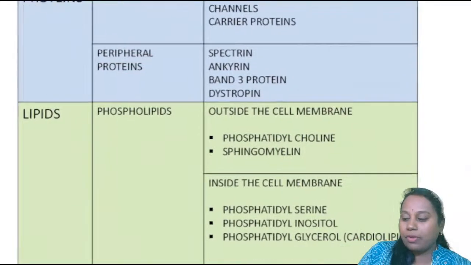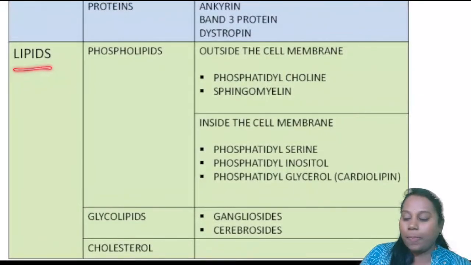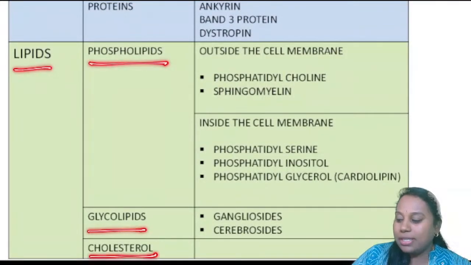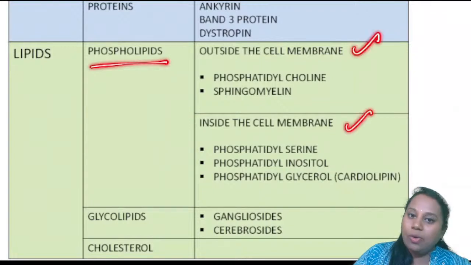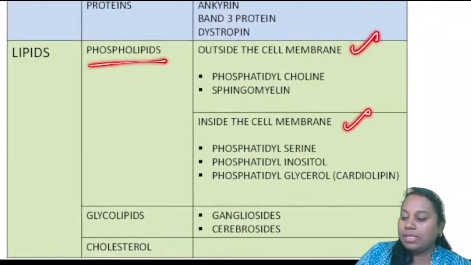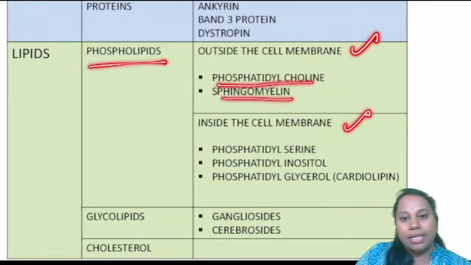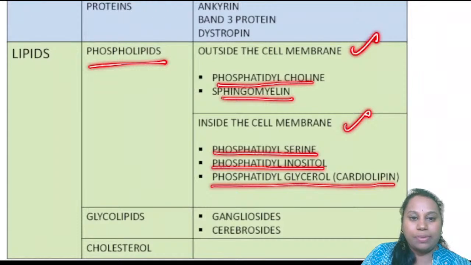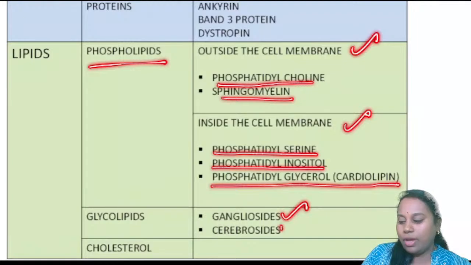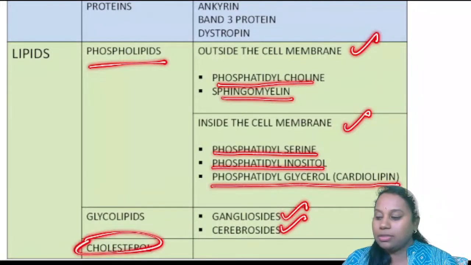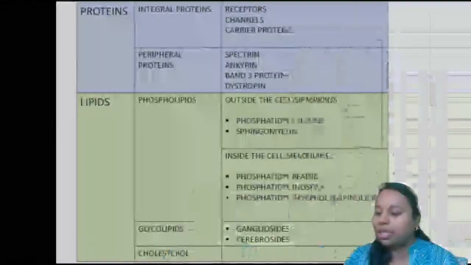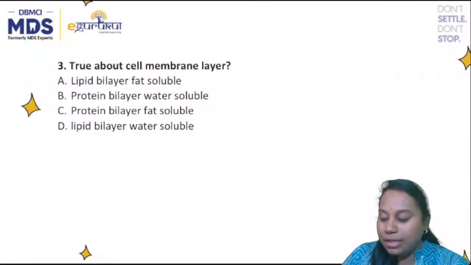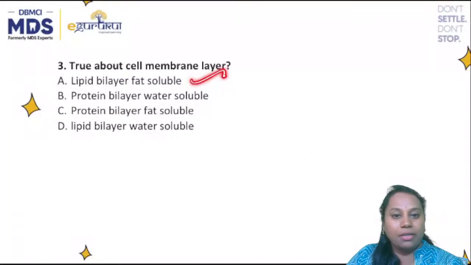What are the lipids? Phospholipids, glycolipids, cholesterol. What are the phospholipids? Present outside the cell membrane and inside the cell membrane. Outside the cell membrane, the phospholipids are phosphatidylcholine and sphingomyelin. Inside the cell membrane, phosphatidylserine, phosphatidylinositol and phosphatidylglycerol, cardiolipins, glycolipids, gangliosides and cerebrosides, and we also have cholesterol. All these are the composition of the cell membrane. Back to the question, true about cell membrane layer: yes, it is a lipid bilayer, fat soluble.